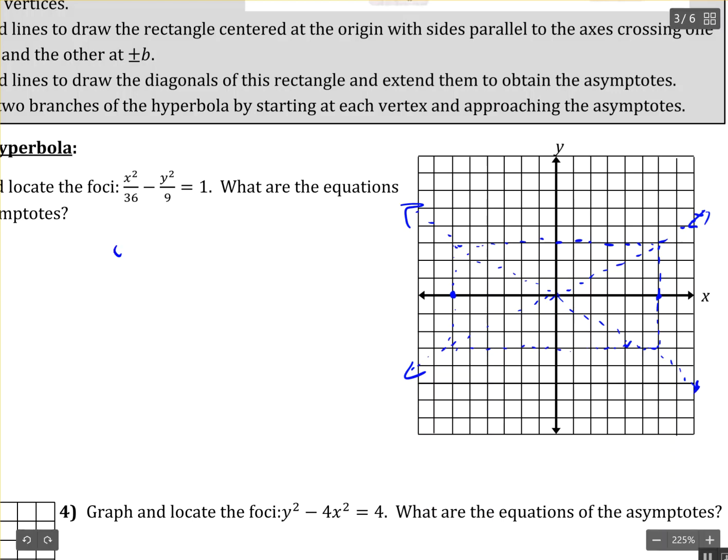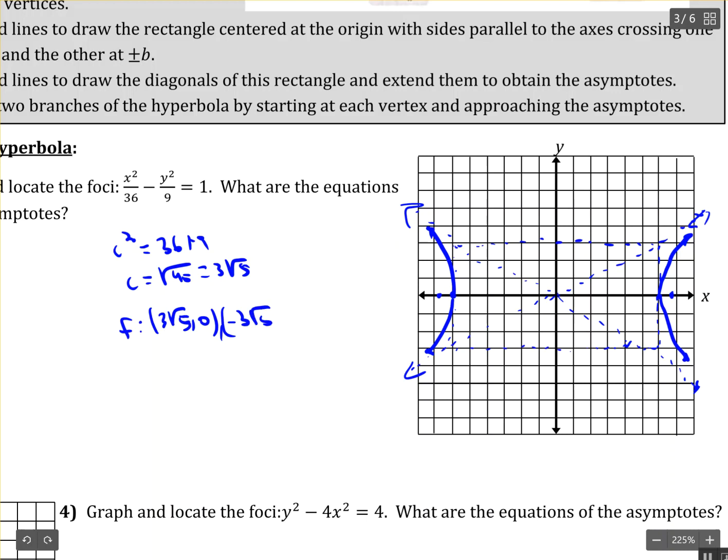Our foci, c squared equals 36 plus 9. So c equals the square root of 45. This is equal to 3 square root of 5. And again, that's just under 7, 6.7-ish or something like that. So we're just going to go plot the foci there, and then we approach our asymptotes. So our foci are at 3 root 5 comma 0, negative 3 root 5 comma 0.